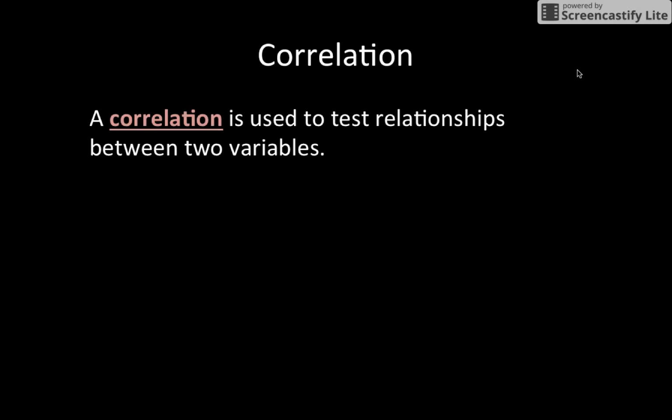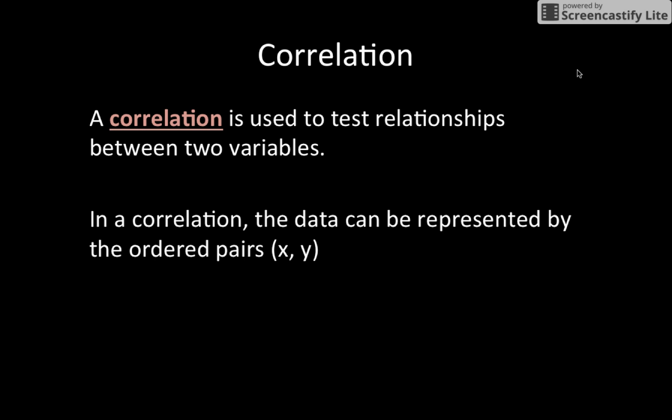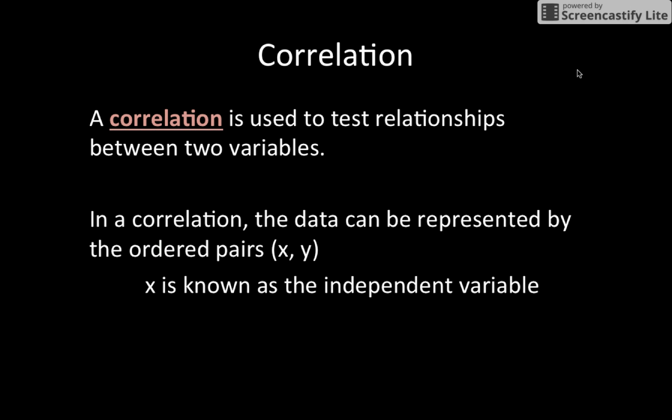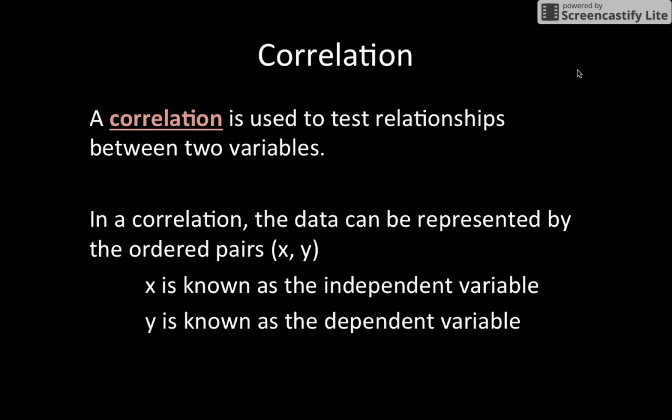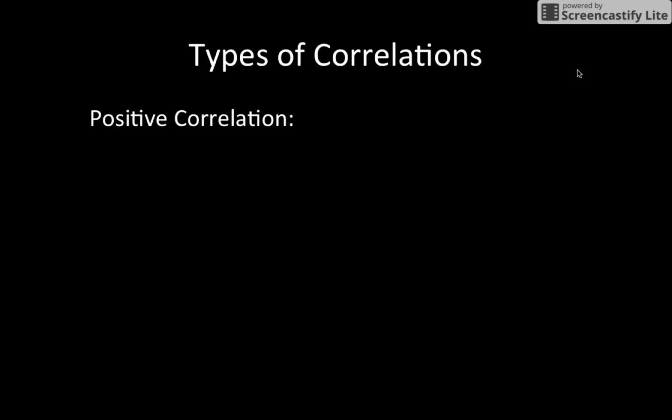So correlation is used to test relationships between two variables. In a correlation, the data can be represented by the ordered pairs x and y. X is known as the independent variable and y is known as the dependent variable.